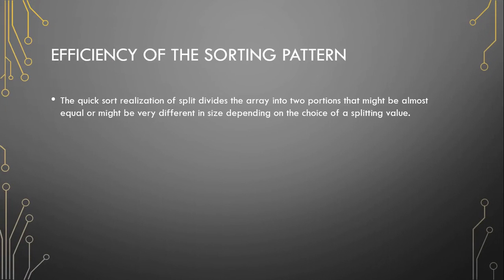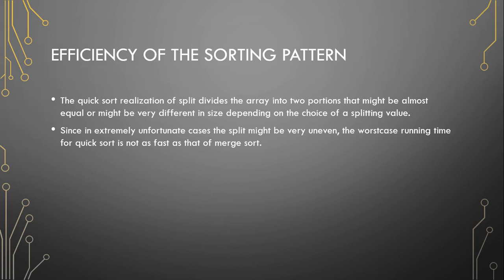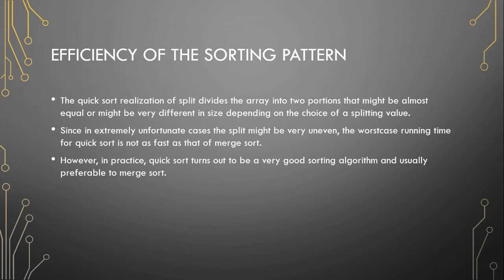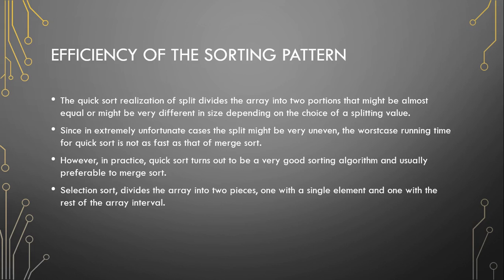Quick sort, on the other hand, divides the array into two portions that might be almost equal or might be very different in size, depending upon the choice of the splitting value. Since in extreme unfortunate cases the split may be very uneven, the worst case running time for quick sort is not as fast as that of merge sort. However, in practice, most of the time that we actually use it, quick sort turns out to be a very good sorting algorithm and is usually preferable to merge sort.